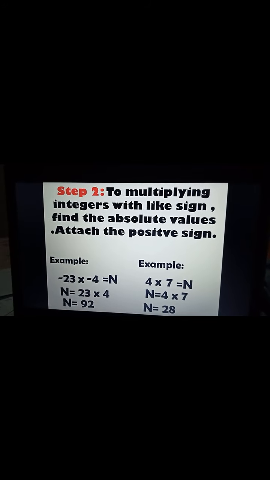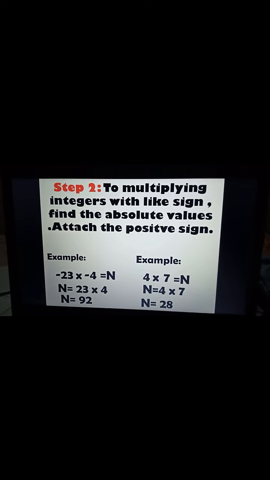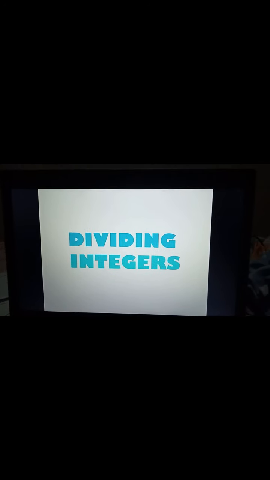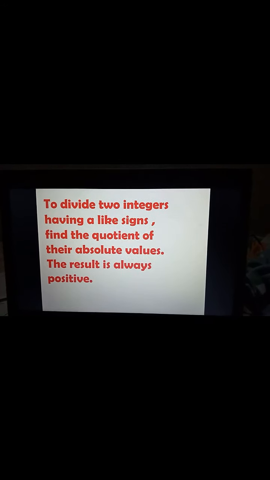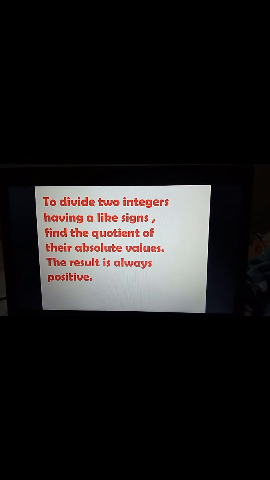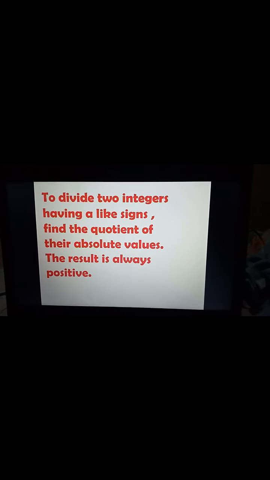Since you already understand multiplying integers, now let us proceed to the last operation, which is dividing integers. Now let us discuss first the same sign. To divide two integers having a like sign or same sign, find the quotient of their absolute values. The result is always positive.